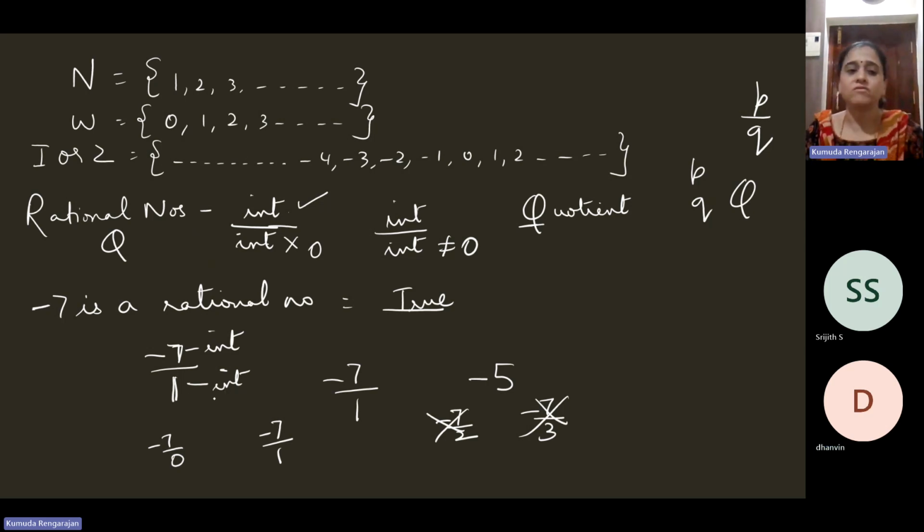And then it is of the form integer by integer. So it satisfies the definition of a rational number. How do you say true or false? It should satisfy the definition. What's the definition of a rational number?